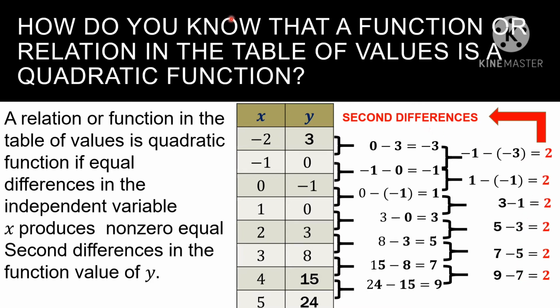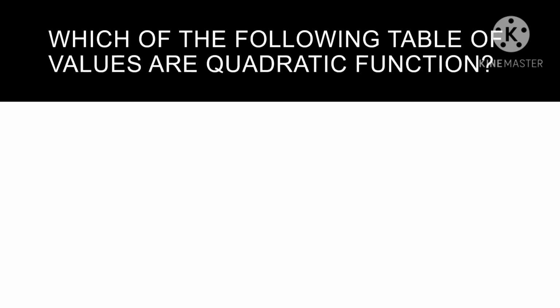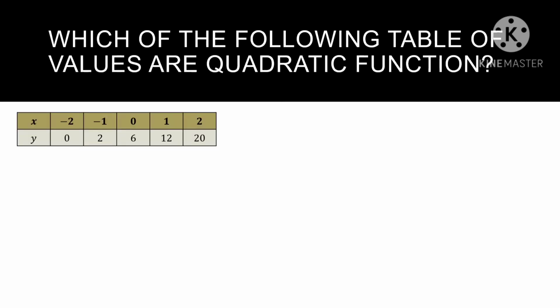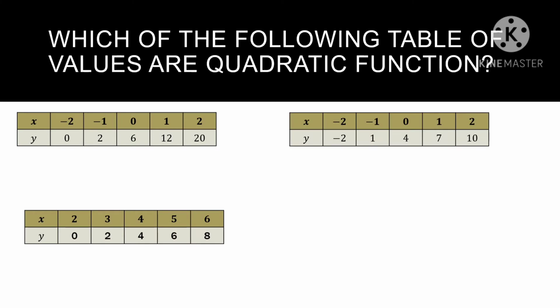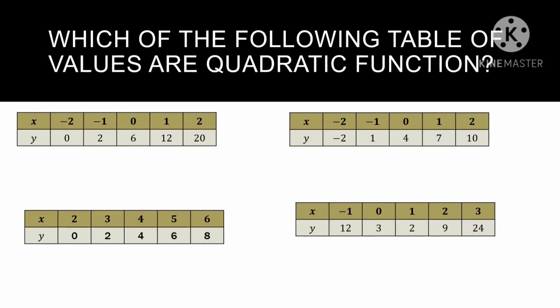Okay? So that's it. Let us have some exercises. Which of the following tables of values are quadratic functions? So you have the first table, second, third, and fourth. Let's start with the first one. The intervals in the independent variables are the same. Every number has an interval of 1. So we'll proceed now to the dependent variables. Let us find out if this is a quadratic function or not.